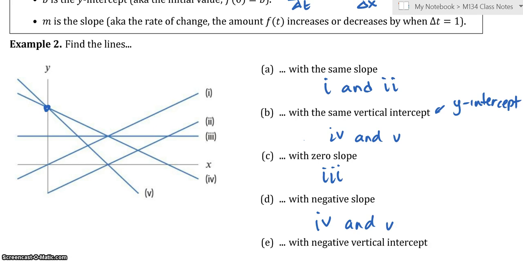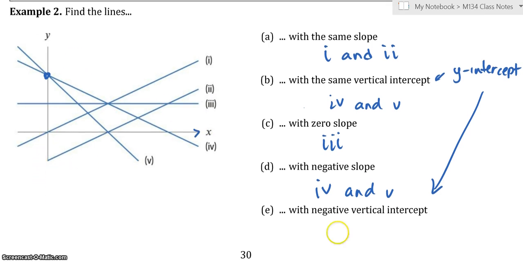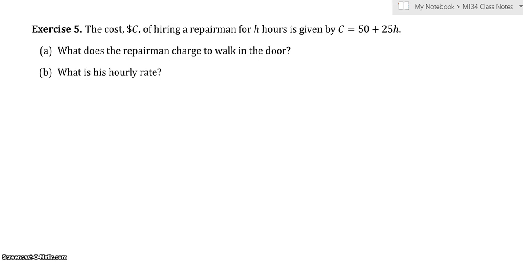Which one has a negative vertical intercept? Again, this means the y-intercept. Here's the x-axis. Something that's below that would be, looks like 2. 2 has a negative vertical intercept. So let's move on to the next page. You should be ready to try now. So try on your own, exercise 5.